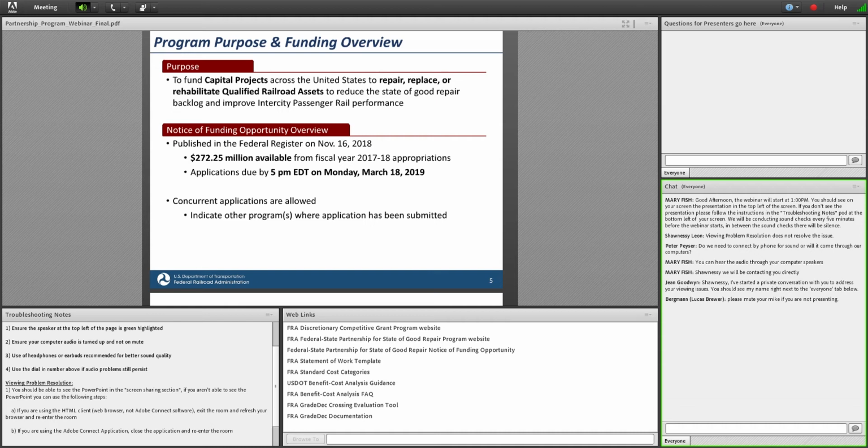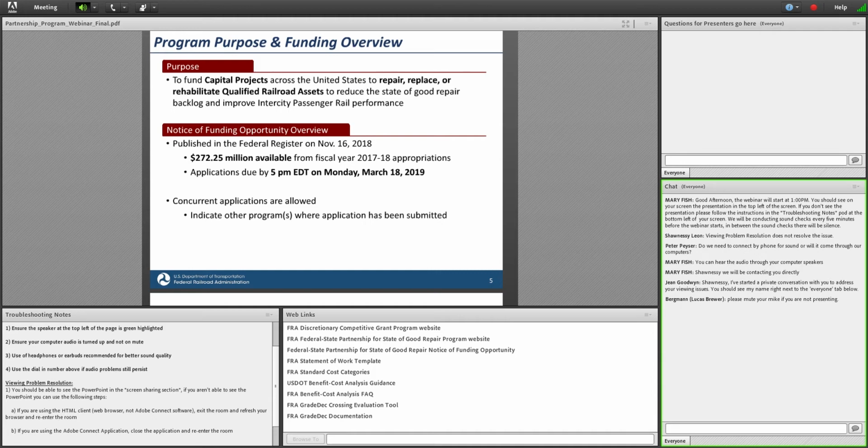And then, as you notice, we published this Notice of Funding Opportunity, or NOFO, on November 16th. We made available up to $272.25 million from combined fiscal year 17 and 18 appropriations. And our due date for applications is Monday, March 18th, 2019 by 5 p.m. Eastern.